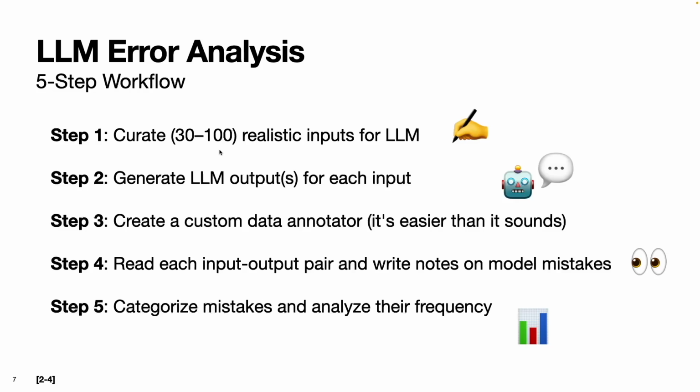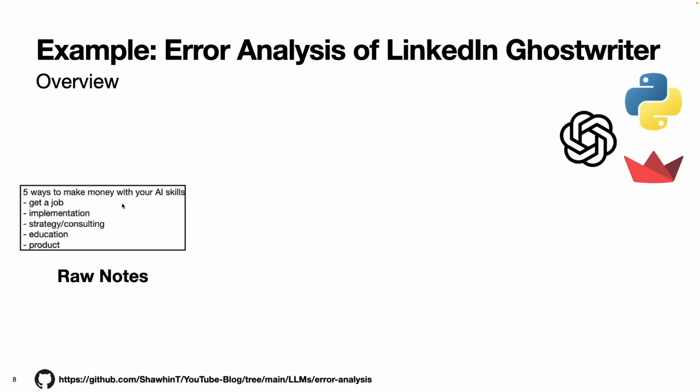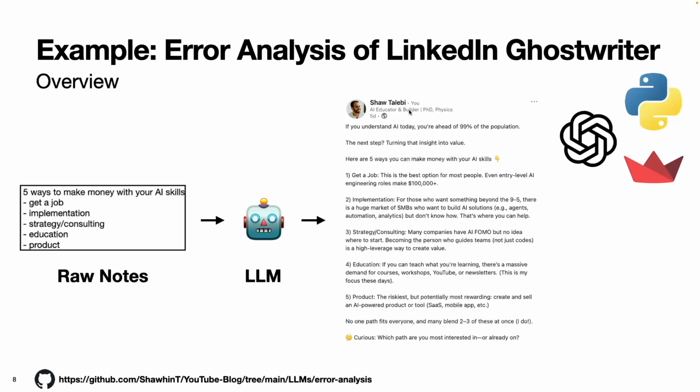Instead of just talking about these in abstract terms, I'm going to walk through a concrete example. Here I'm going to walk through error analysis of an LLM-based LinkedIn Ghostwriter. What I want to do is just give the LLM raw notes of LinkedIn post ideas, and then I want it to write a LinkedIn post in my unique voice and style. This whole thing will be coded in Python. I'll be using GPT 4.1 for the LLM, and then we'll use Streamlit to create the custom data annotation tool. And as always, the code for this project is freely available on GitHub, and you can access it using the link here or in the description below.